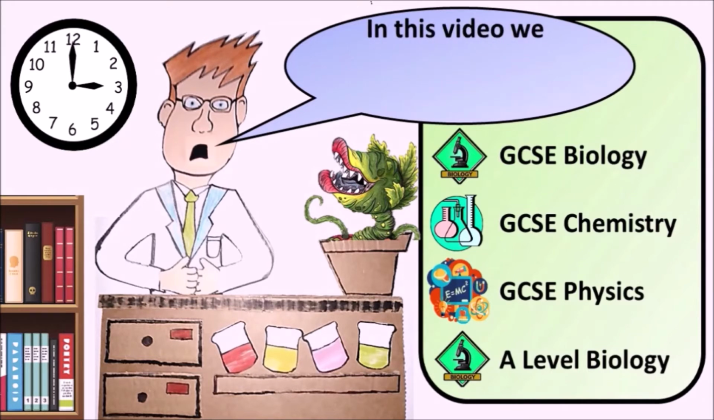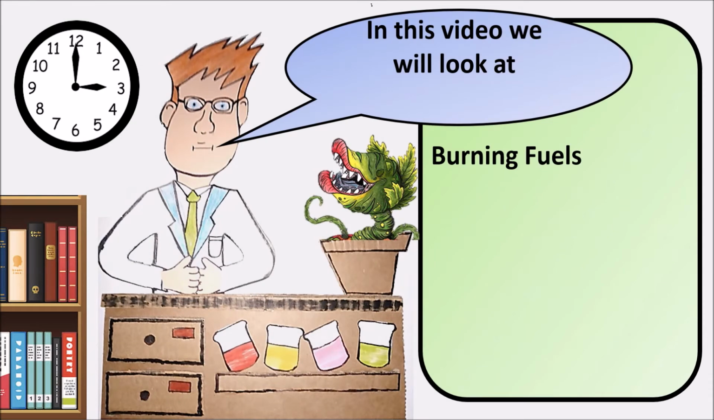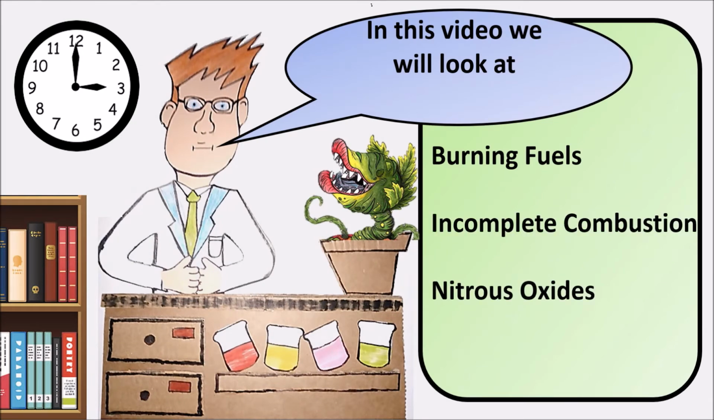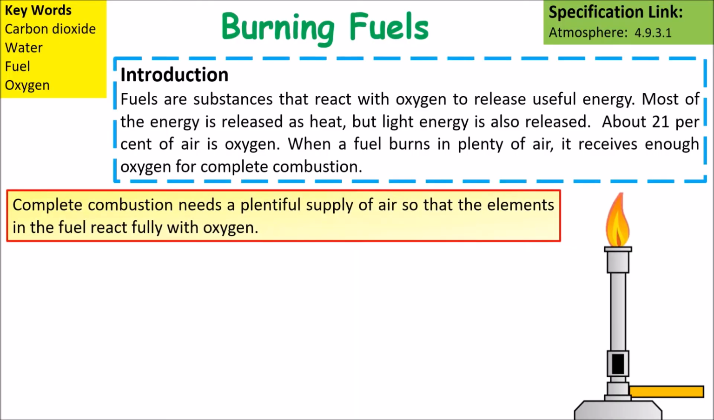In this video, we will look at burning fuels, incomplete combustion, and nitrous oxides. So, fuels are substances that react with oxygen and release useful energy. Most of the energy is released as heat, but light energy is also released. Complete combustion needs a plentiful supply of air so that the elements can fully react with the oxygen.